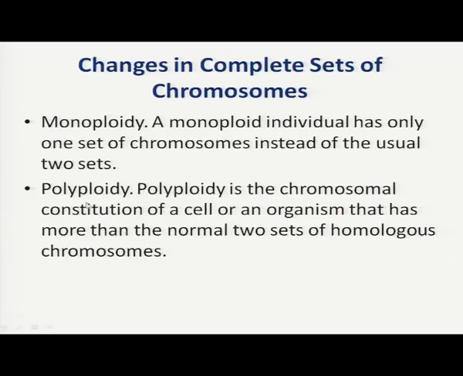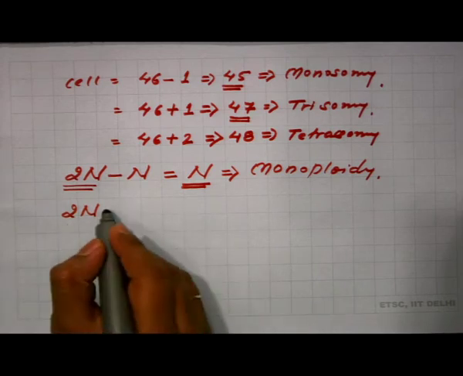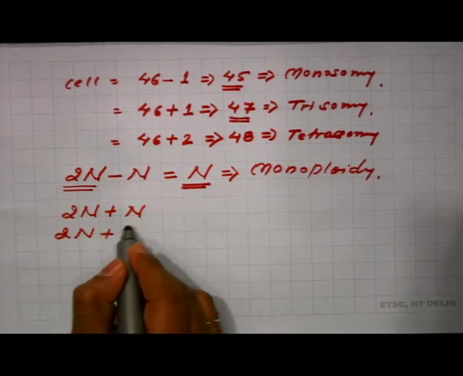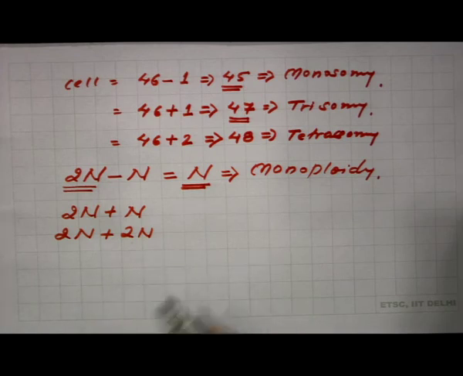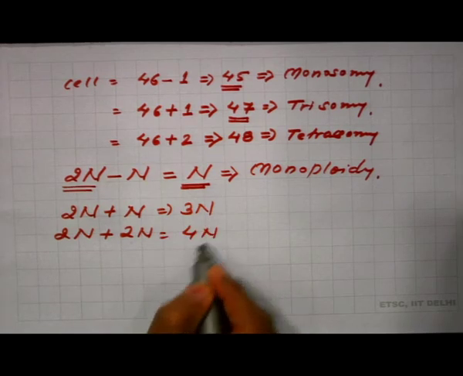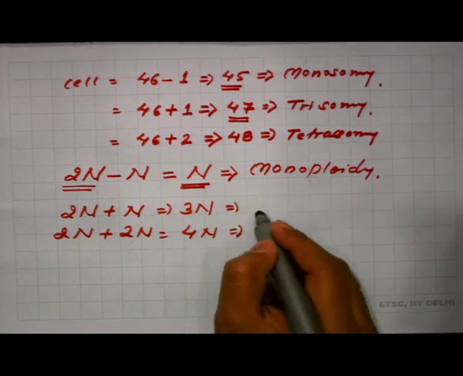Next is polyploidy. Polyploidy is the chromosomal constitution of a cell or an organism that has more than the normal two sets of homologous chromosome. That means, as we know, normally there is 2n set of chromosome. If this 2 set is increased by 1 set or 2 sets, or accordingly 3 sets, 4 sets like that, it can lead to 3n cell, 4n cell, 5n cell, 6n cell. So, such type of changes in set of chromosome is called polyploidy.